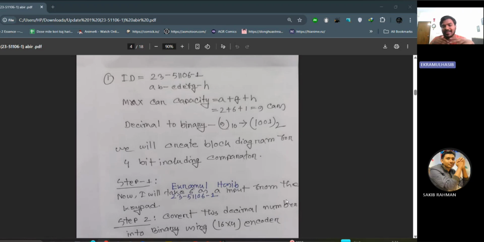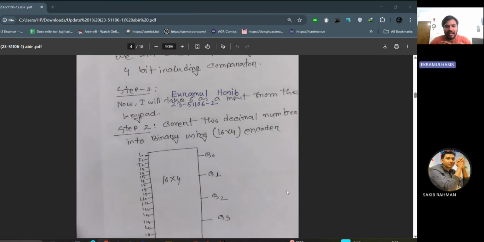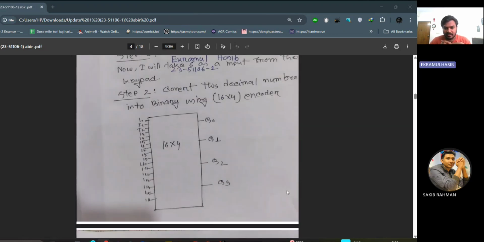So max car capacity is A plus G plus H. A means 2, G means 6, and H means 1. That means 9 cars. Decimal to binary, 9 is 1001. We will create a block diagram for 4-bit including a comparator, and convert the decimal number into binary using a 16-to-4 encoder.